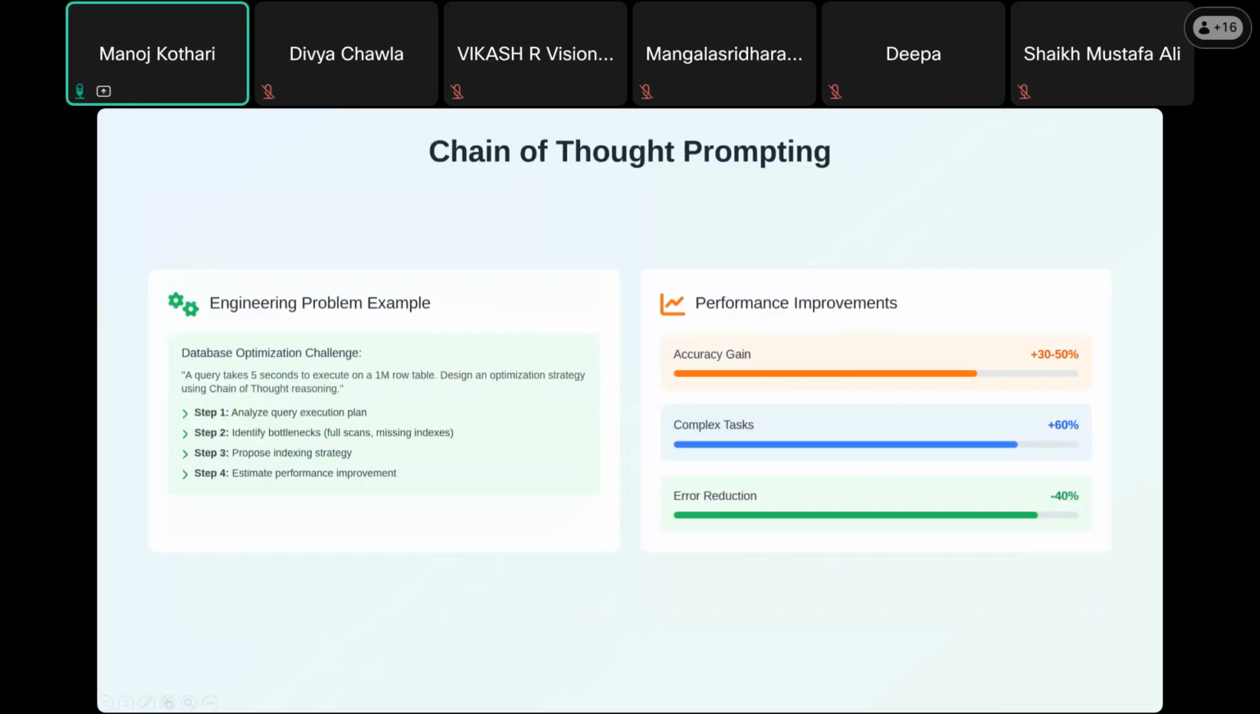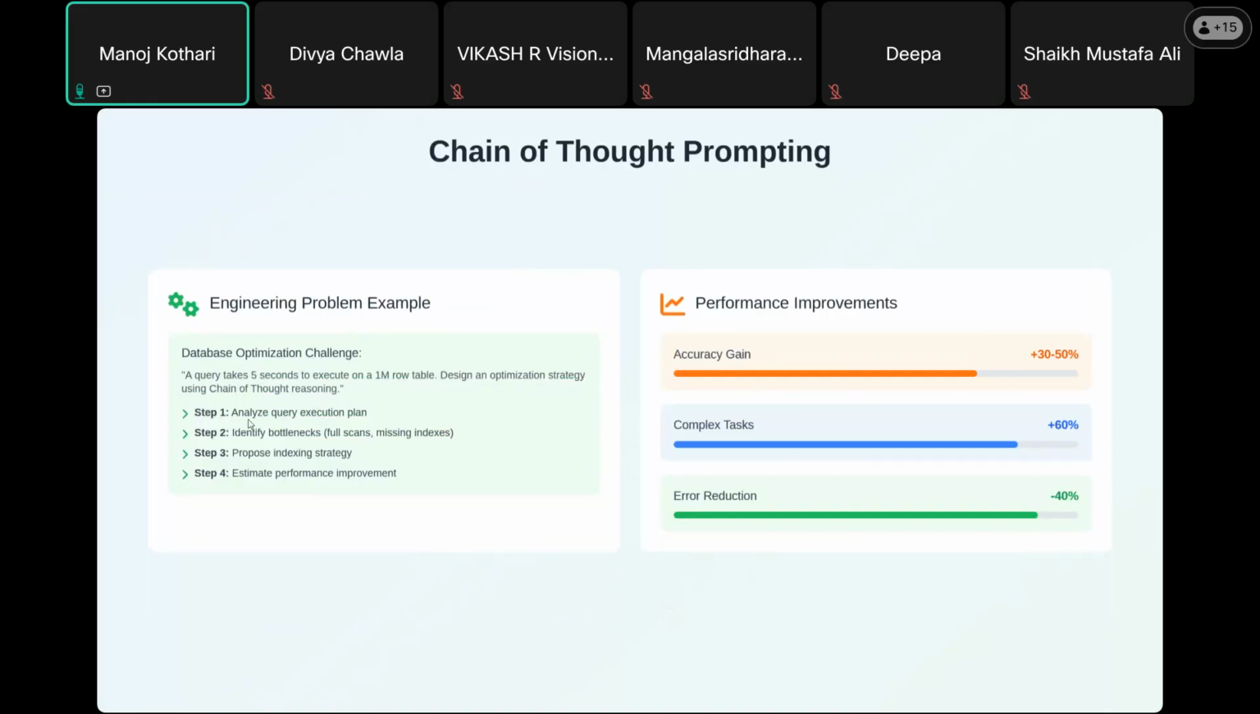So chain of thought, how does it happen? What you can do is write the steps, or write instructions as 1, 2, 3, 4, 5, 6, right? Or you can say, do this and give me this. You have mentioned 5 things. So let's see the example. A query takes 5 seconds to execute on a 1M row table. Design an optimization study using chain of thought reasoning.